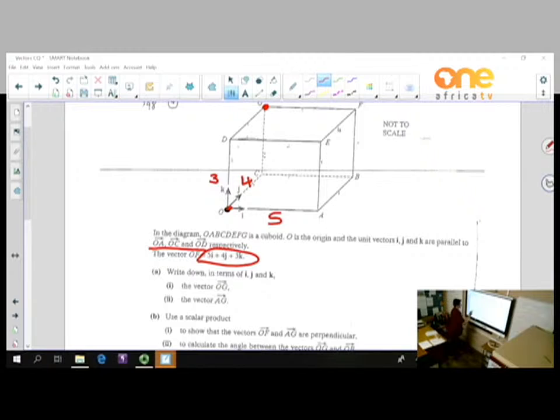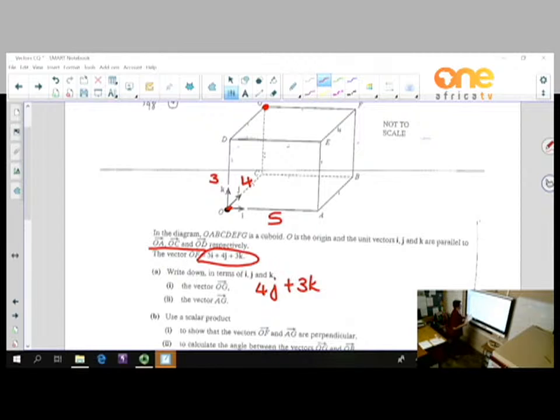So OG, if you look here, you can see that there's no movement on the I level. I am not moving anything, so that one is 0. Then this is the road that I will go. So it is 4J plus 3K. So no movement on the I axis, 4J plus 3K. There is your column vector for that one.